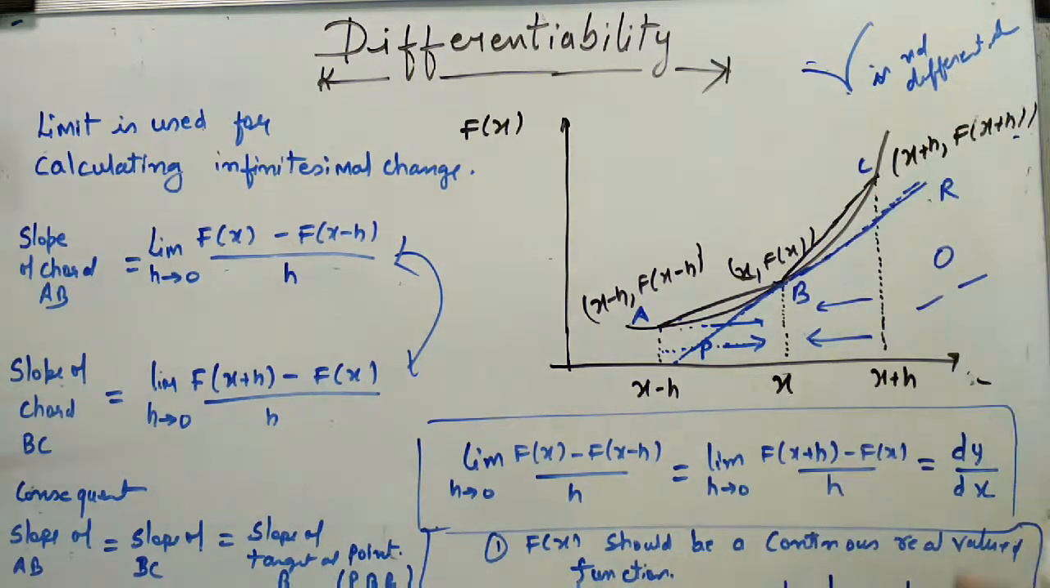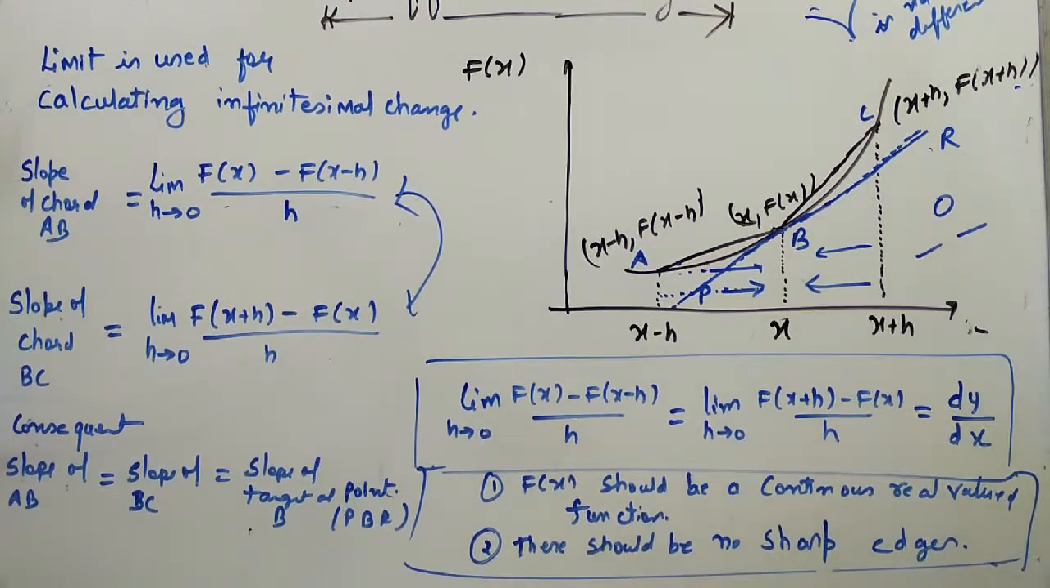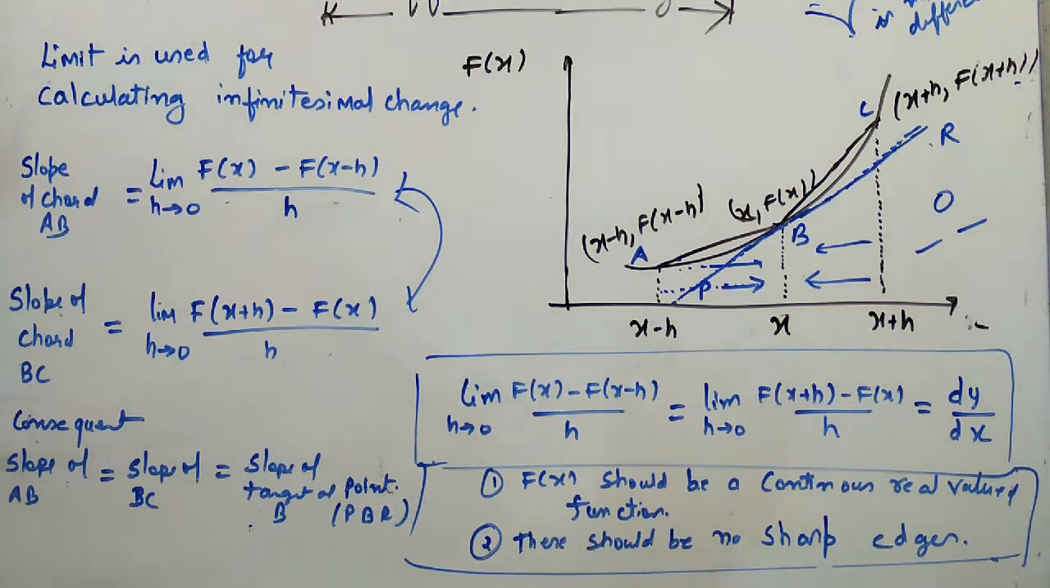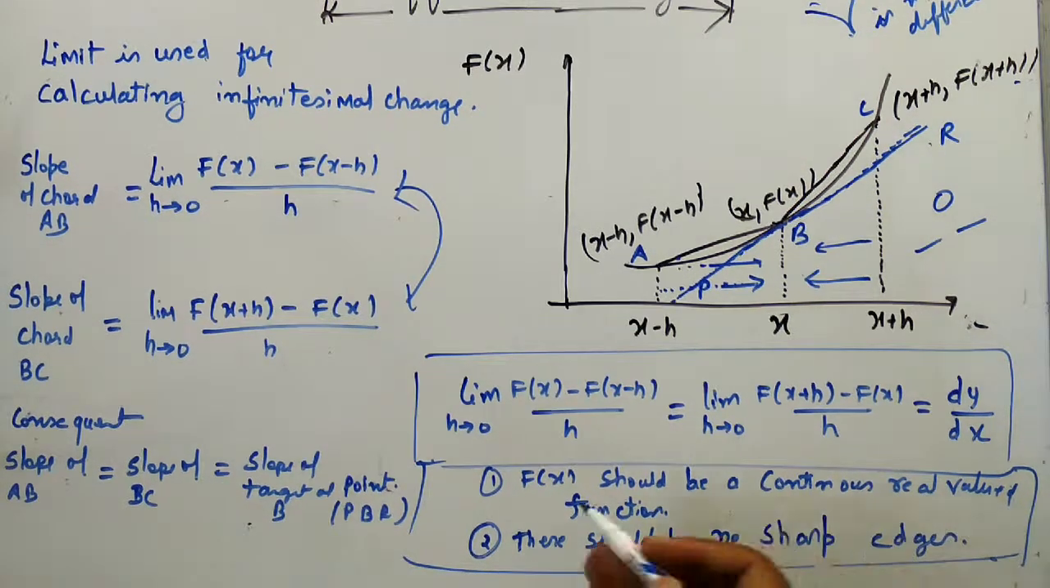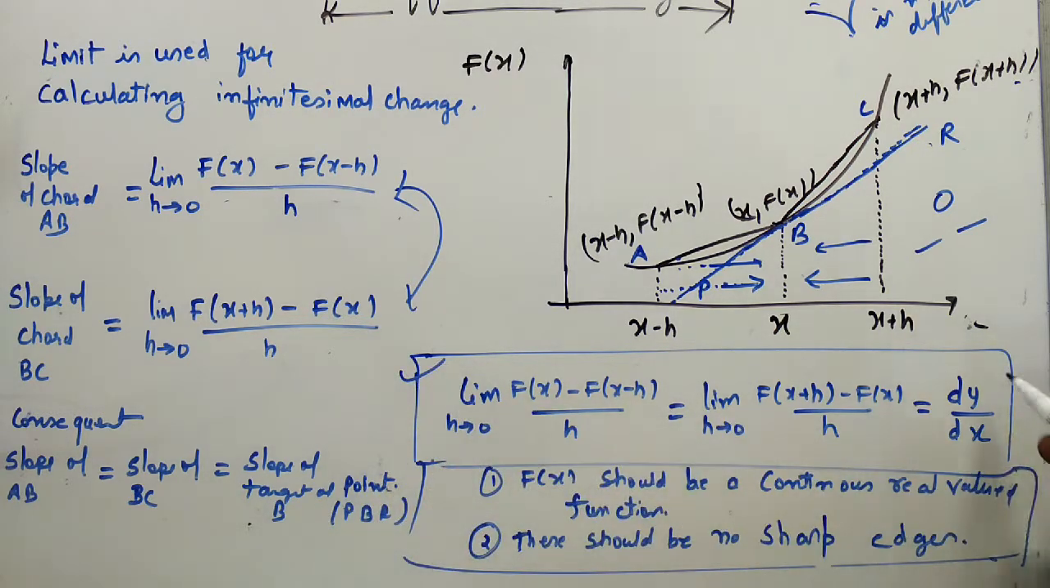So this is all about the differentiability of a real valued function, and what the basic needs are for the function to be differentiable. It should be a continuous function and there should be no sharp edges, and if a function is differentiable, then this limit holds. Only then can that function be differentiable. I hope that this video will be helpful for you.